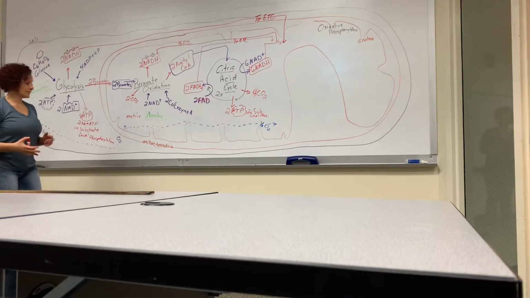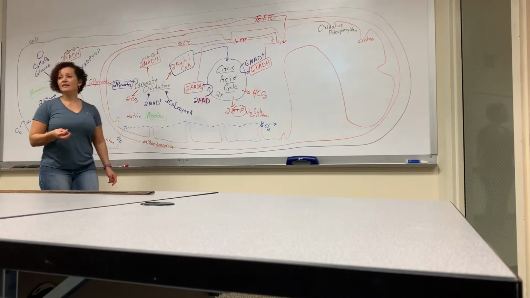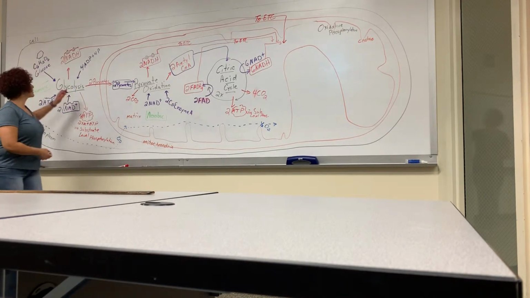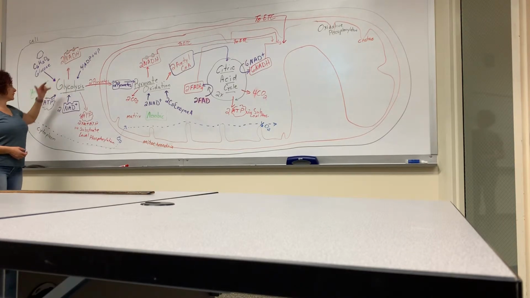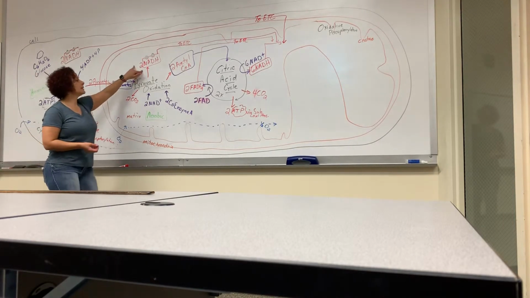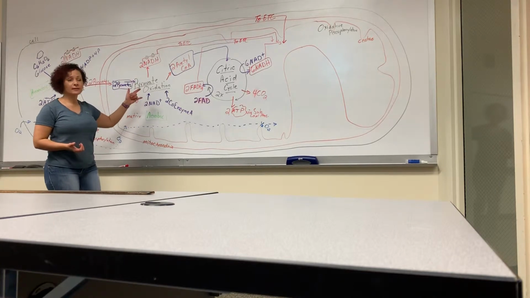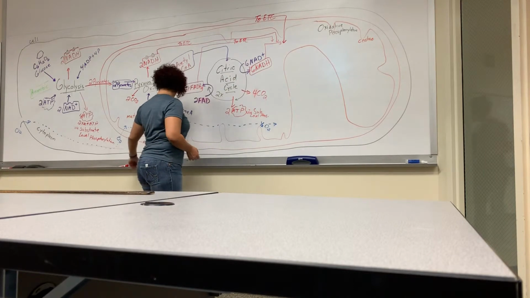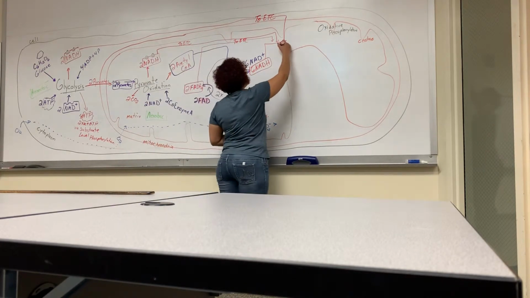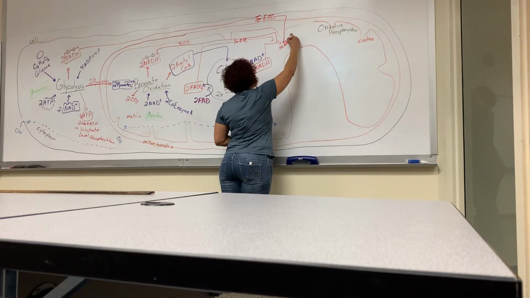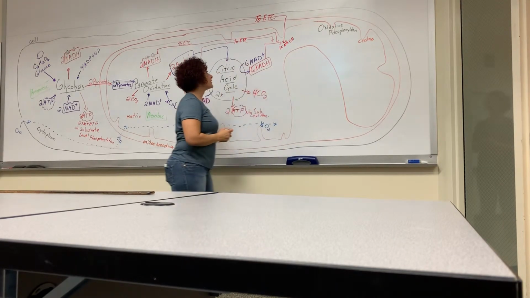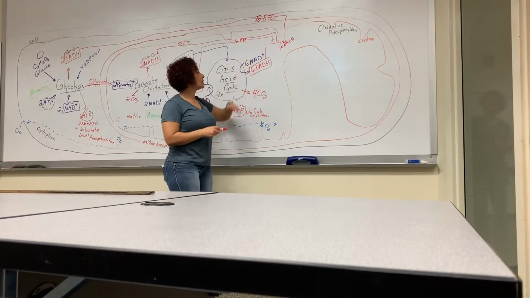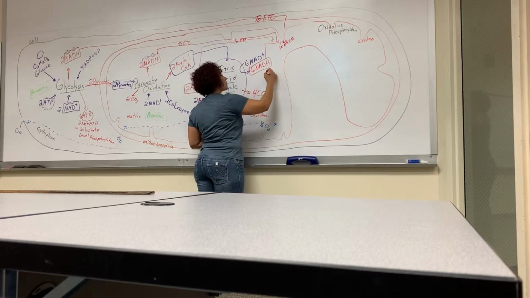So the whole point of all of this is to make these temporary high energy molecules. The temporary high energy molecules are 2 NADHs from glycolysis, 2 NADHs from pyruvate oxidation, and 6 NADHs from the citric acid cycle, which means a total of 10 NADHs from all of those systems got sent there. And you get 2 FADH2s from the citric acid cycle, which also go to the electron transport chain. I'm going to write that one.